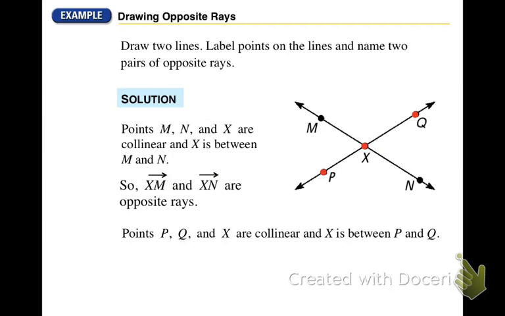Also, with the way we've drawn our lines, X is also in between P and Q, and all three are collinear. So X as an endpoint towards P is a ray, X towards Q is an opposite ray.